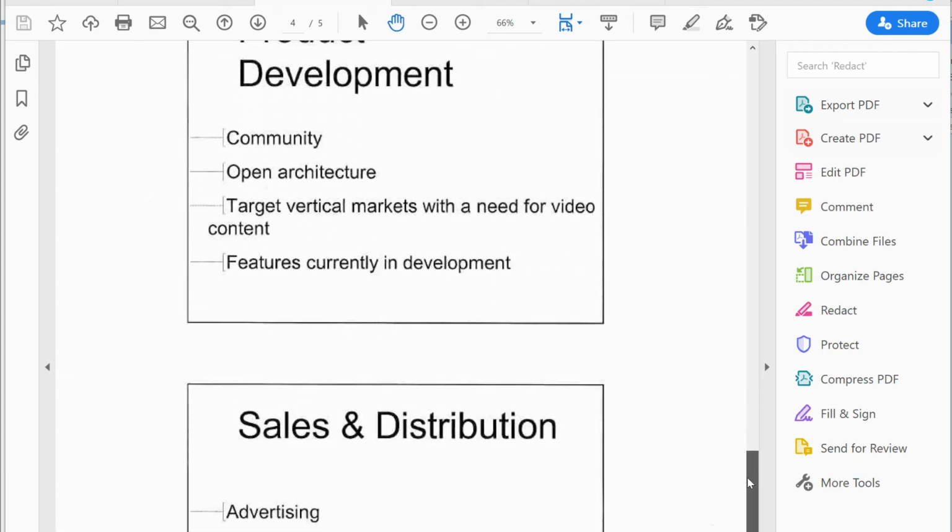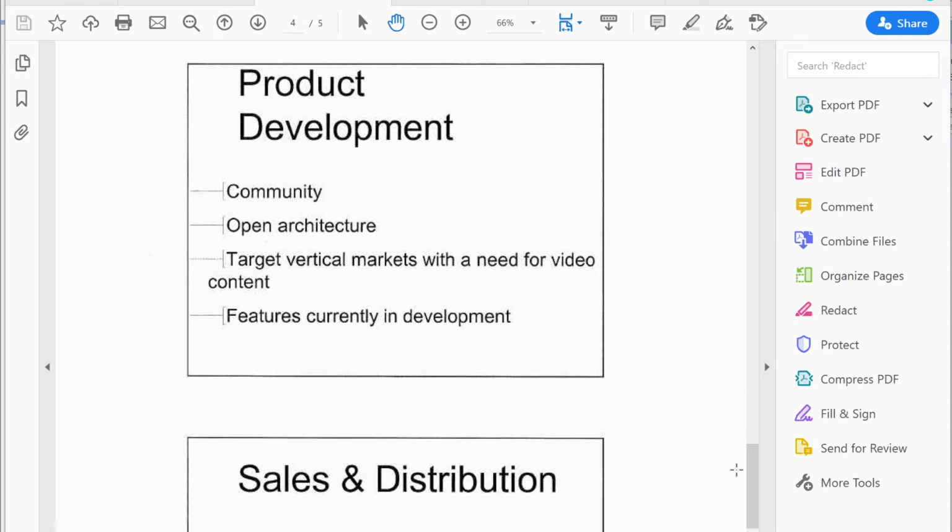And then further down, these are the more real, practical and operational information. So product development, they're going to build out a community, the open architecture, target markets, and then features currently in development. They didn't even include what the features are.